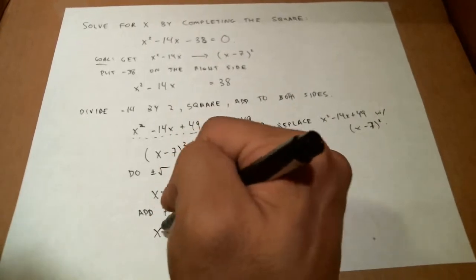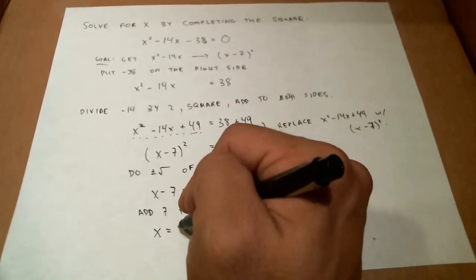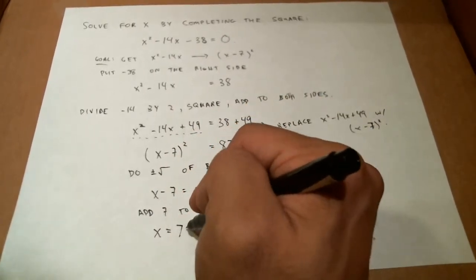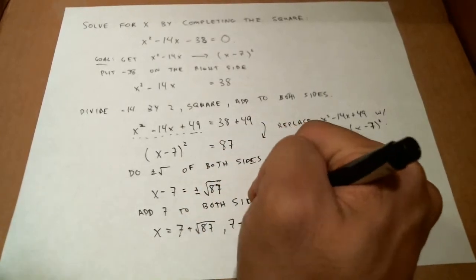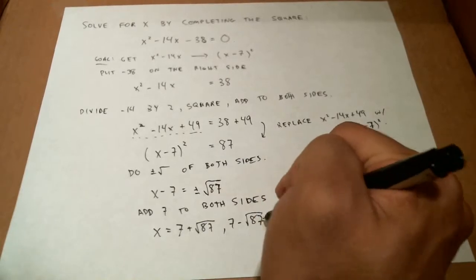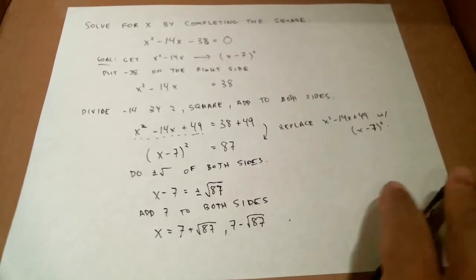Right, and so your final answer, we could write it as two separate cases. You could write x equals 7 plus square root of 87 and 7 minus square root of 87. And those are your answers.